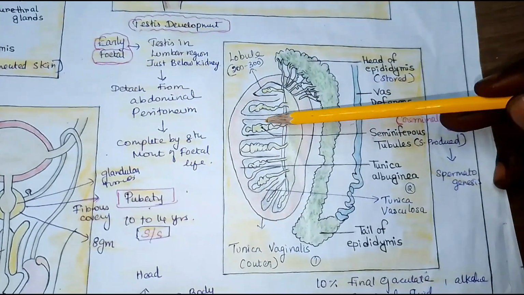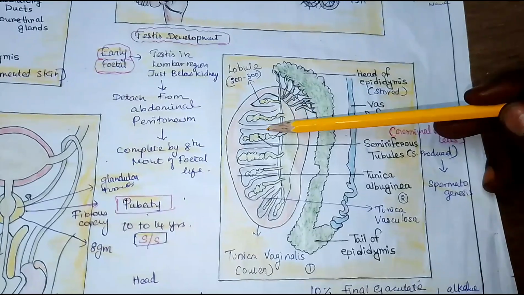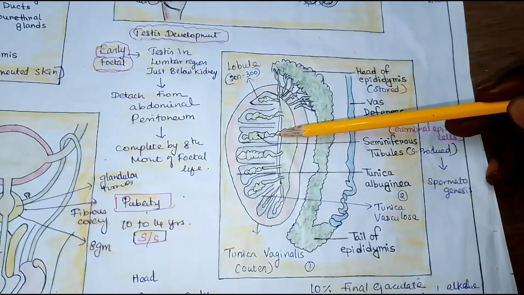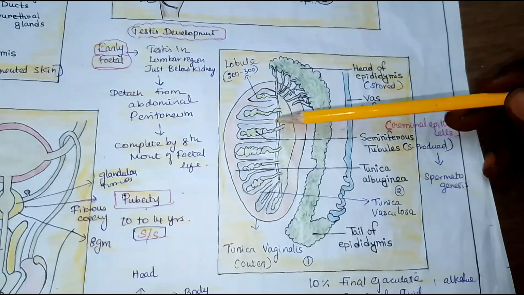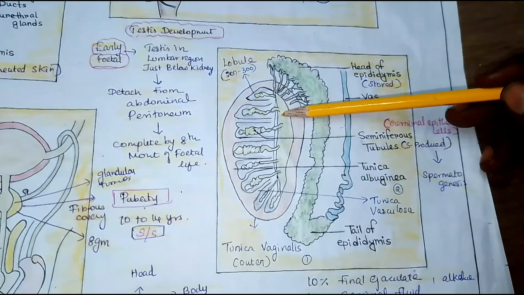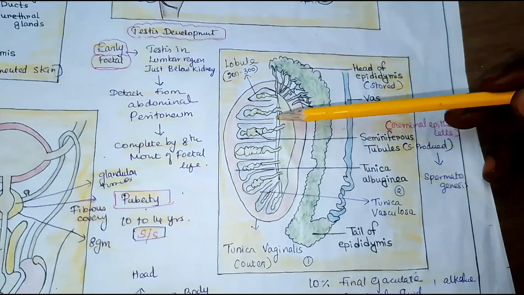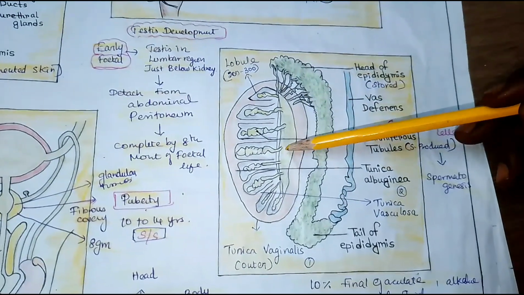Then the seminiferous tubules are present. These seminiferous tubules are made up of germinal epithelial cells. You know very well the functions of epithelial cells: productive function, secretory function, storage function, absorption function. Here, the germinal cells have the producing function, and the sperm is produced.